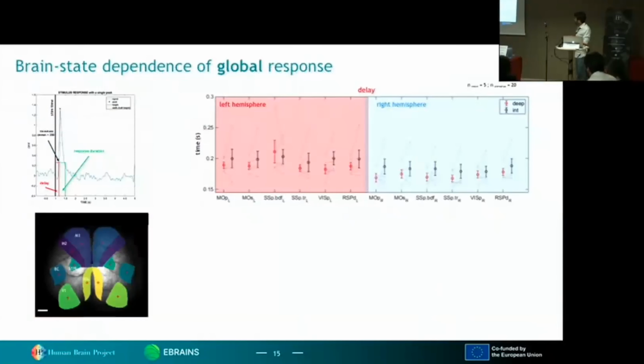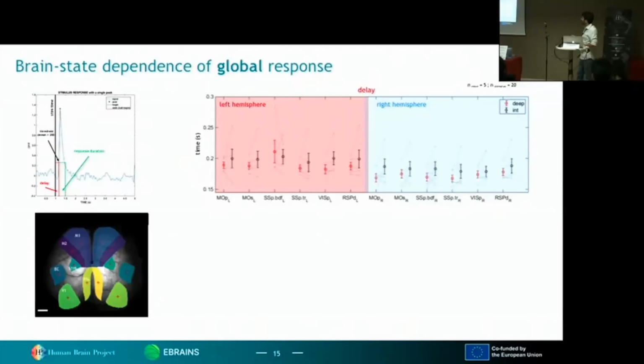Here I reported the analysis of the time series extracted from some cortical areas. For the sake of space and time, I chose six areas: both the motor cortices, the somatosensory cortices, and V1 and retrosplenial, which are in the caudal part of the hemisphere. On the x-axis there are the cortical areas, and the blue background and red background indicate the right hemisphere and left hemisphere, respectively.